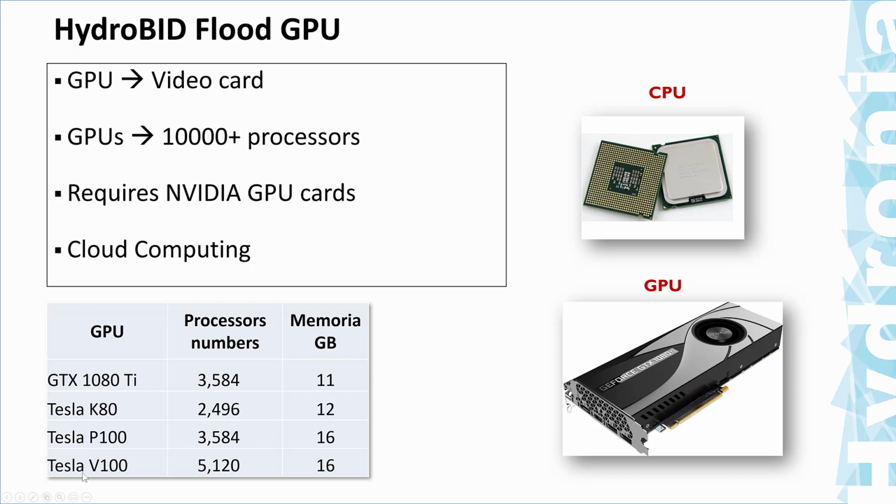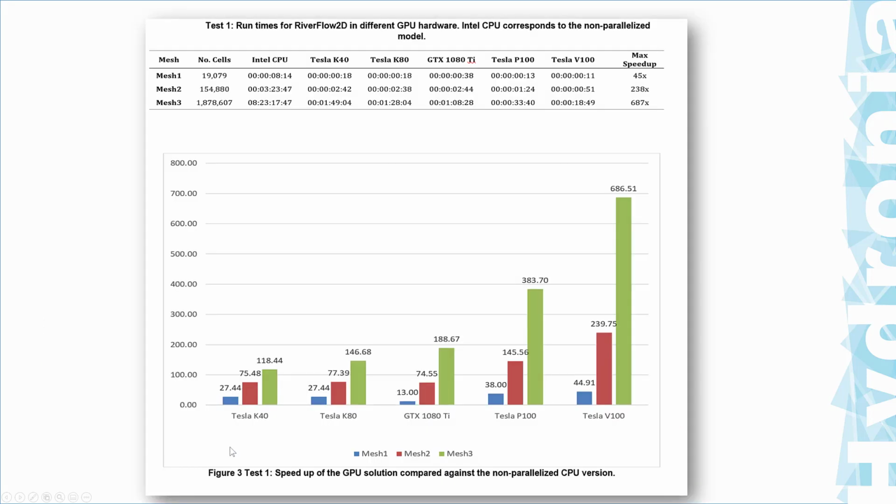Just so you have an idea, these are some of the cards that are available on Google Cloud. The Tesla V100 is at the present date one of the fastest cards available, and it has 5,120 processors.